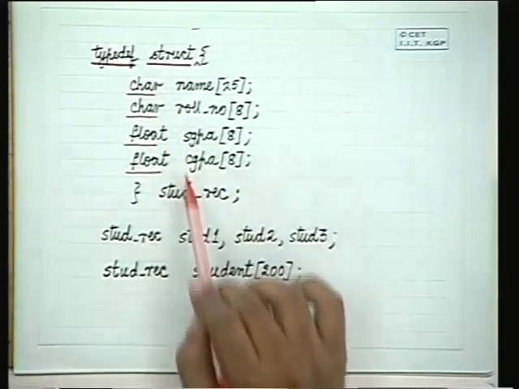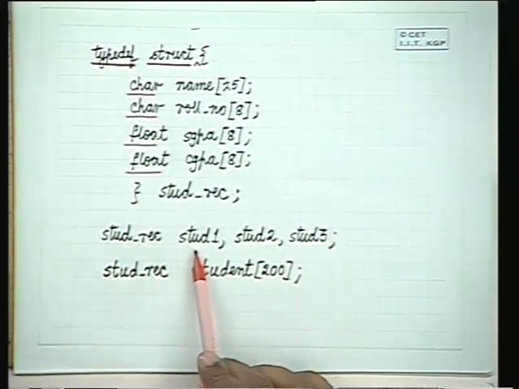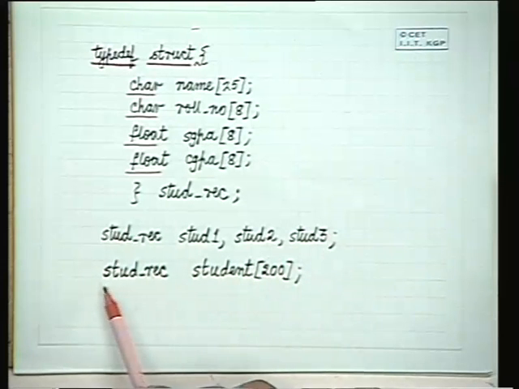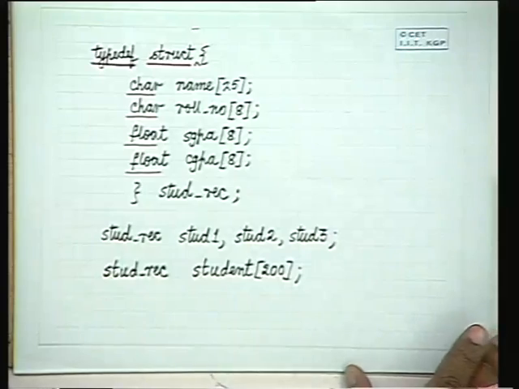And in order to use this type definition, we saw that you have to just write studrec stud1, stud2, stud3, or studrec student 200. So this is how you can declare structures, and they are used for data encapsulation.